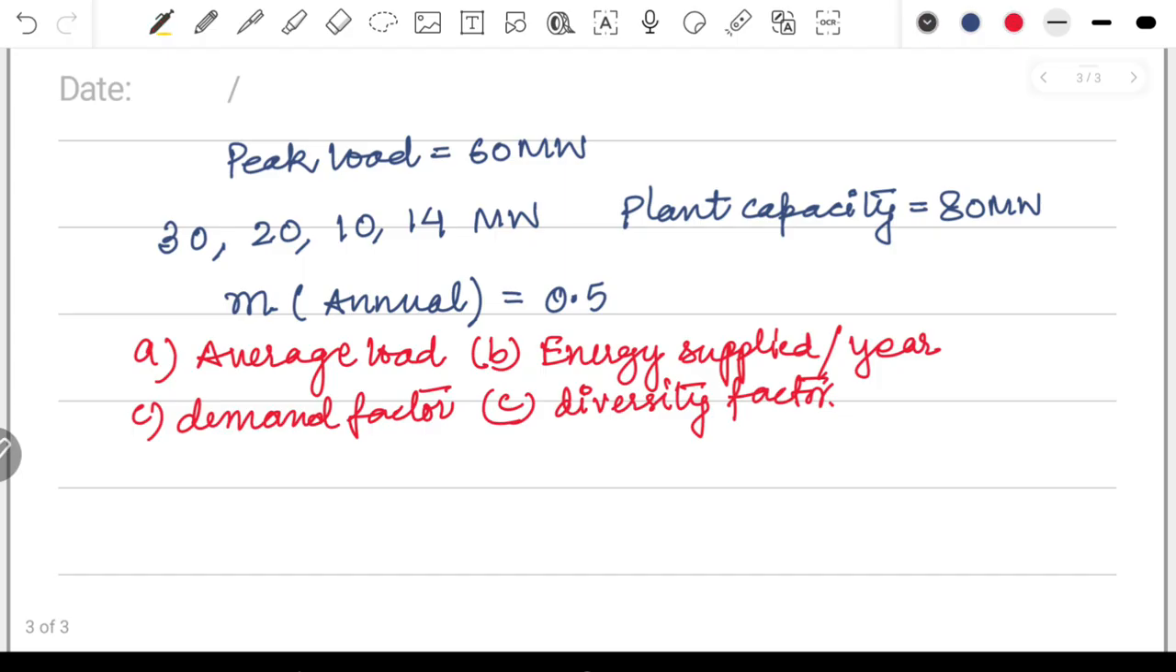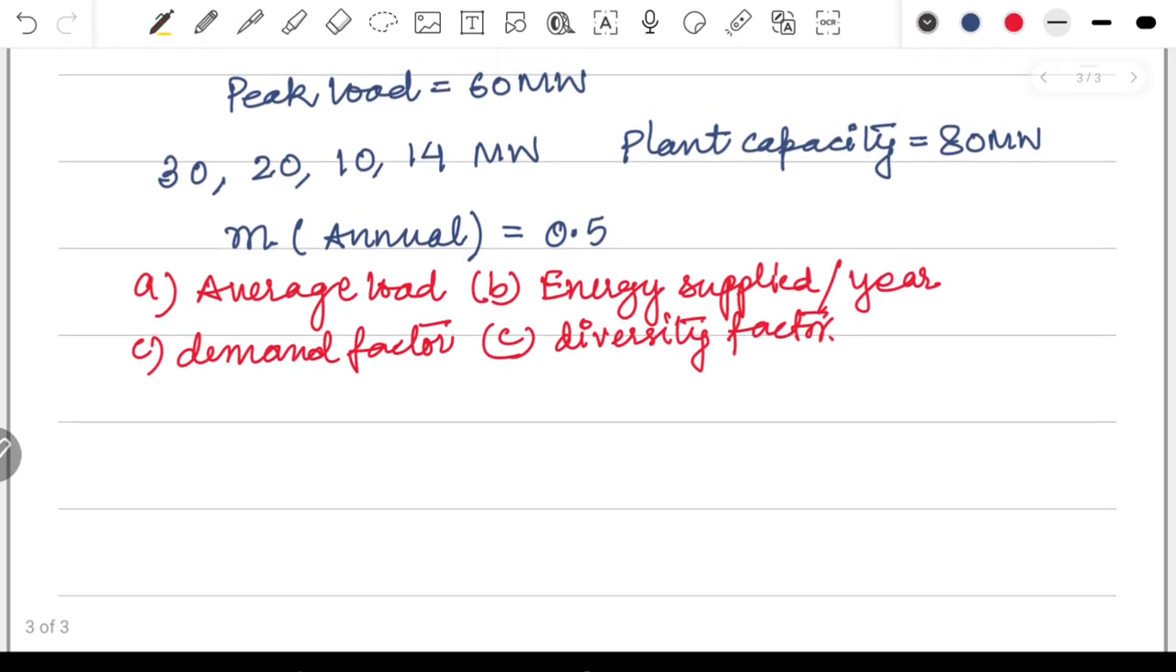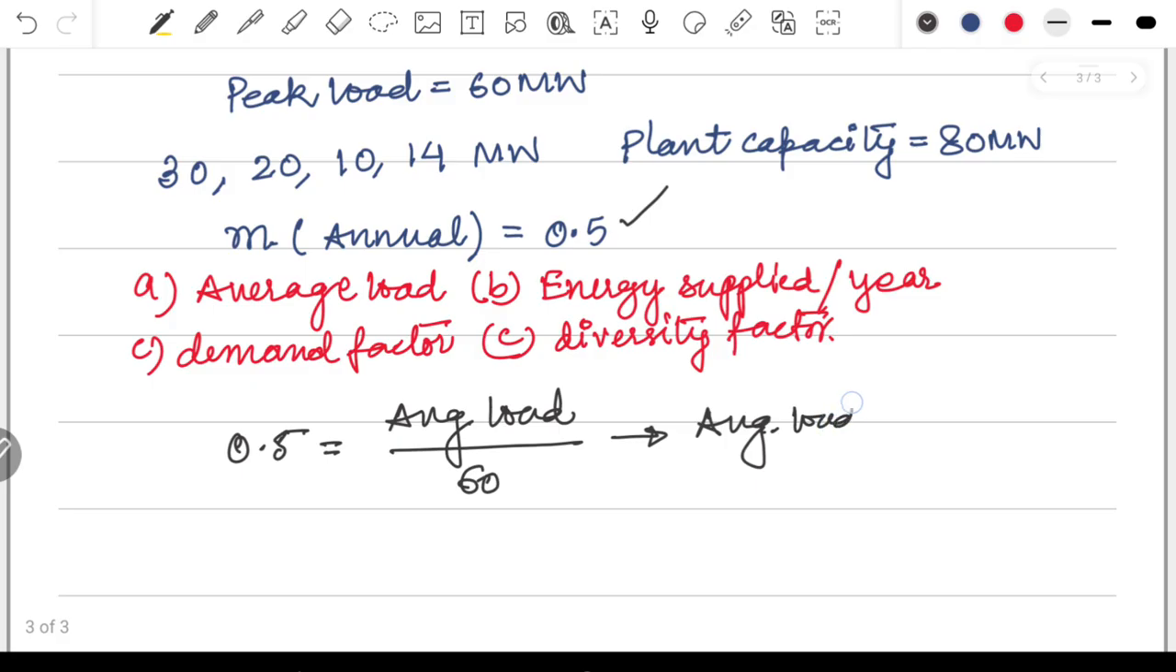So the first thing which we have to evaluate here is the average load. We'll be evaluating it from the load factor, and 0.5 is the load factor, and it is defined as the average load to that of the peak load, maximum load, which is 60 in this case. So from here the average load will come out as 0.5 times 60, that is 30 megawatt. Okay, the first part is over.